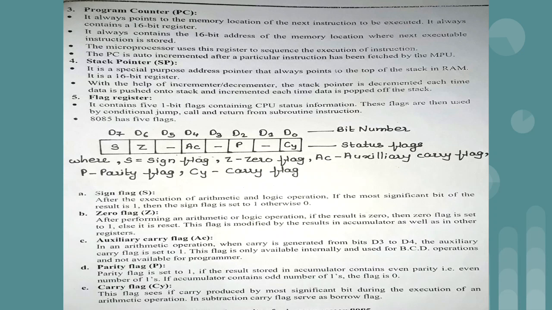Is 2 an even number or an odd number? 2 is an even number. So whenever your result contains an even number of 1s, then this particular bit, the parity bit, is set. By default we have even and odd parity, and the processor follows even parity by default. So whenever we perform any arithmetic or logical operation, and in the result we get an even number of ones, then the parity flag is set, meaning its value is set to 1.